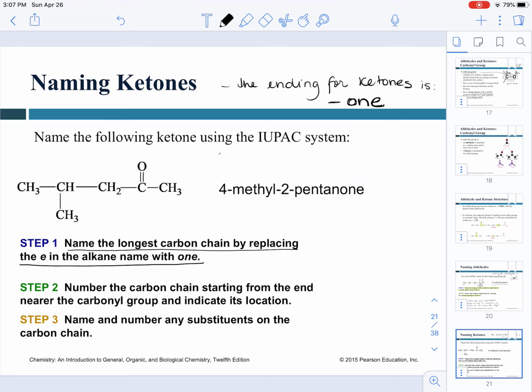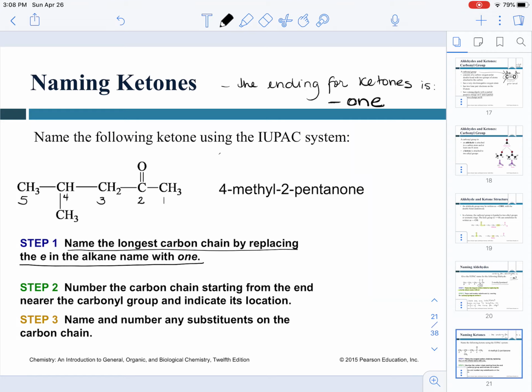When we are numbering the carbon chain, we're going to start from the end that is nearer the carbonyl group, and we're going to indicate its location. So as you can see, if we number here, we have carbon 1, 2, 3, 4, 5. And as you can see, on step 3, we're going to name and number any substituent on the carbon chain, and we're going to place it as a prefix of the name that we determine on step 1.